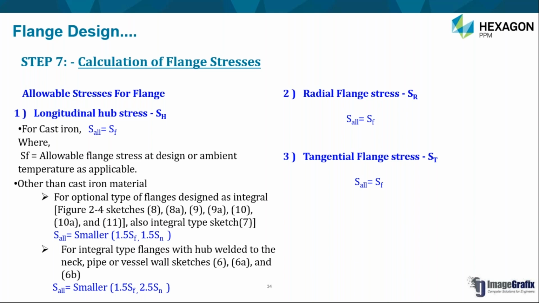No. Still we have to calculate the combined stresses, that is the average stresses, meaning the average of the radial stress and the longitudinal hub stress should also be lesser than the allowable stress. So (SH plus SR) by 2 should always be lesser than or equal to SF, if the flange needs to be safe, okay. And the other condition is the average of the longitudinal hub stress and the tangential stress should also be lesser than SF, okay. So these are the various types of stresses which we calculated for the integral type of flanges, okay.